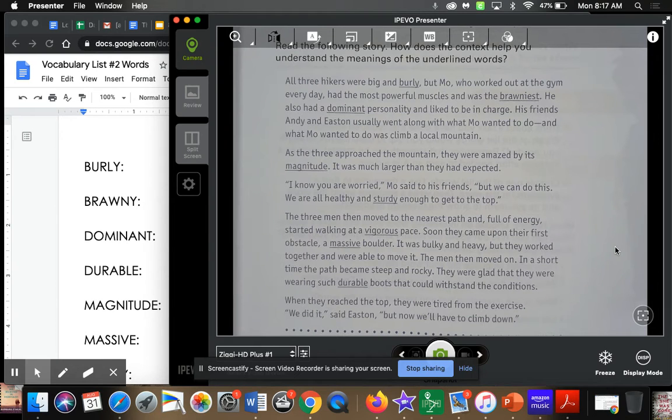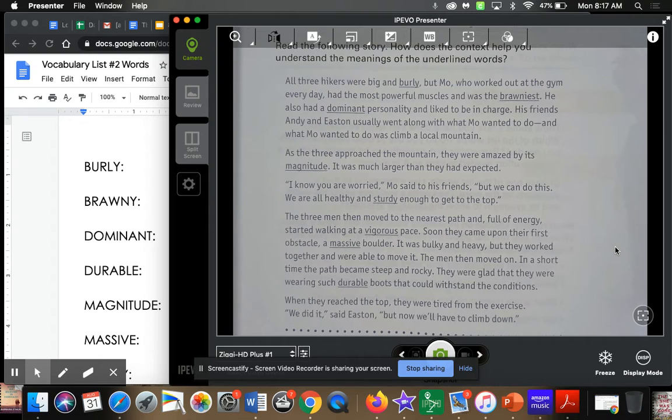I know you are worried, Mo said to his friends, but we can do this. We are healthy and sturdy enough to get to the top. The 3 men then moved to the nearest path and, full of energy, started walking at a vigorous pace. Soon they came upon their first obstacle, a massive boulder. It was bulky and heavy, but they worked together and were able to move it. The men then moved on.